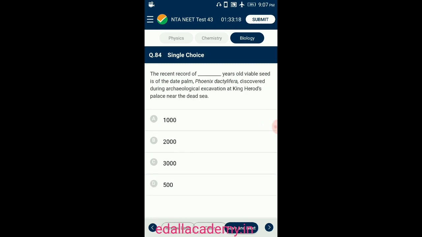Question number 84. The recent record of dash years old viable seeds of the date palm Phoenix dactylifera discovered during the archaeological excavation at King Herod's Palace near the Dead Sea. In a few species, seeds lose viability within a few months. Seeds of a large number of species remain alive for several years. Some seeds remain alive for hundreds of years. A recent record of 2000 years old viable seed of the date palm Phoenix dactylifera was discovered during the archaeological excavation at King Herod's Palace near the Dead Sea. So the answer for this question is option B, 2000 years ago.